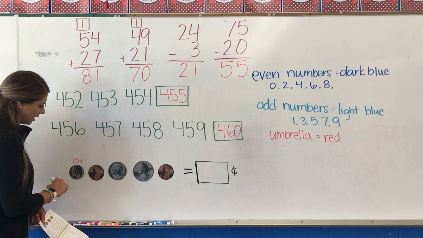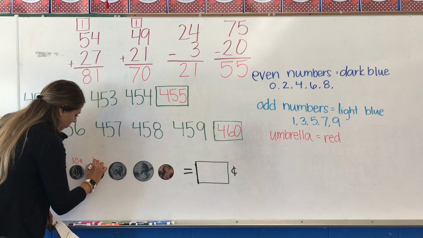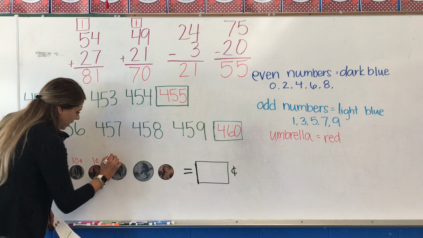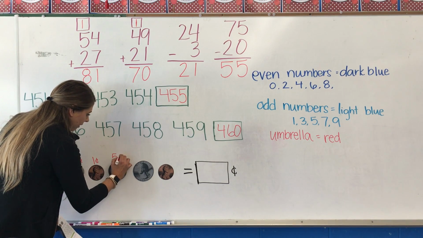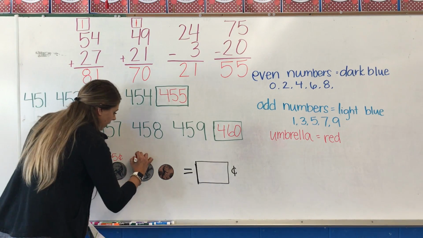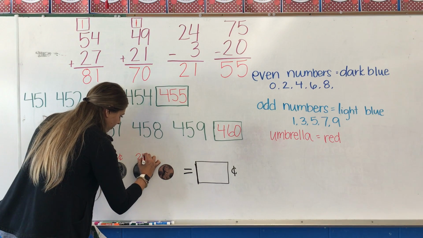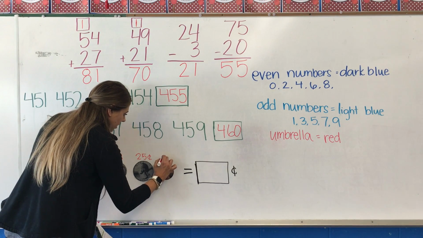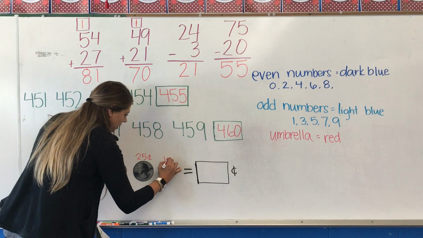And we know a dime is worth 10 cents. We know a penny is worth 1 cent. We know a nickel is worth 5. We know a quarter is worth 25. And we know that a penny, again, is worth 1 cent.